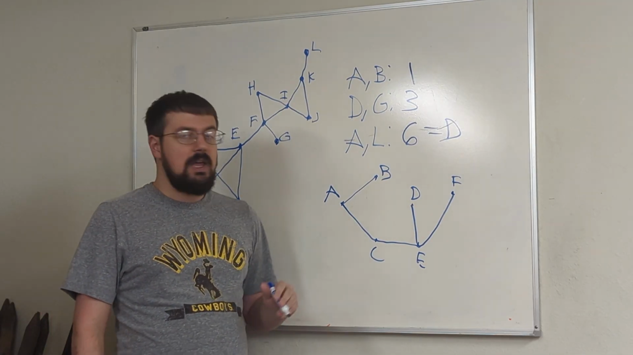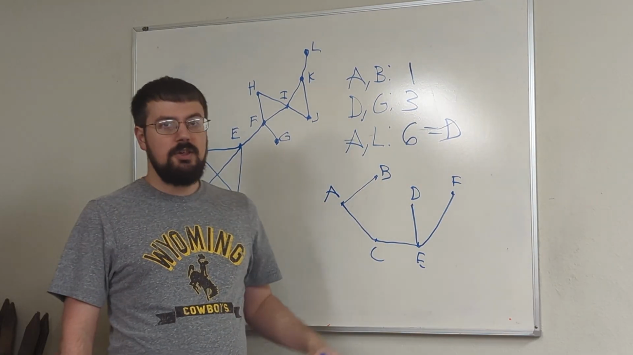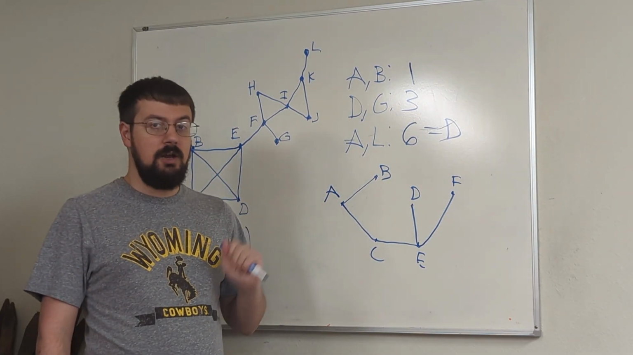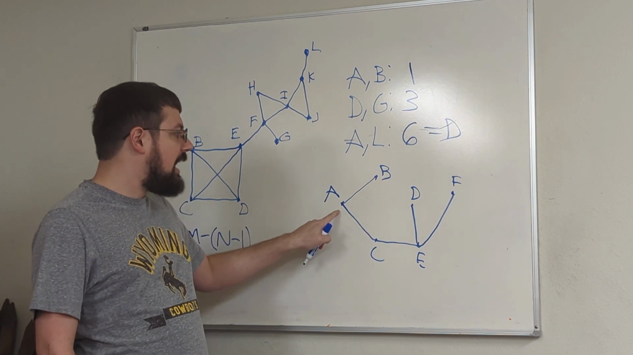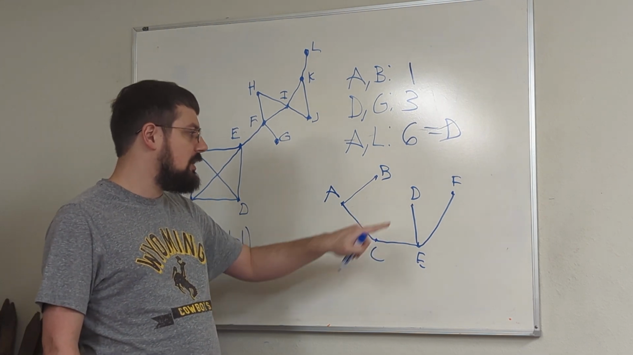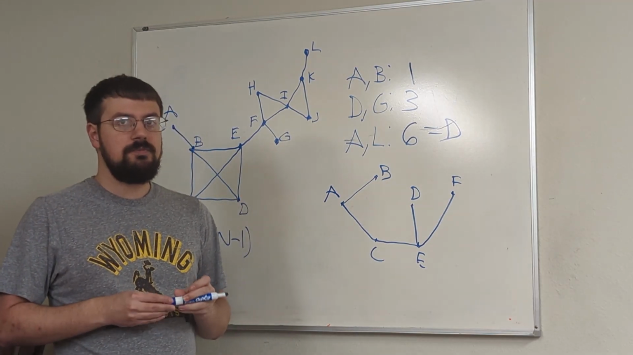One of them is that because there are no circuits, between any 2 vertices there's only one possible way that we can get from one to the other. So going from A to D, for instance, we have to go to C, then E, then D. There is no other way to get between those 2 vertices.